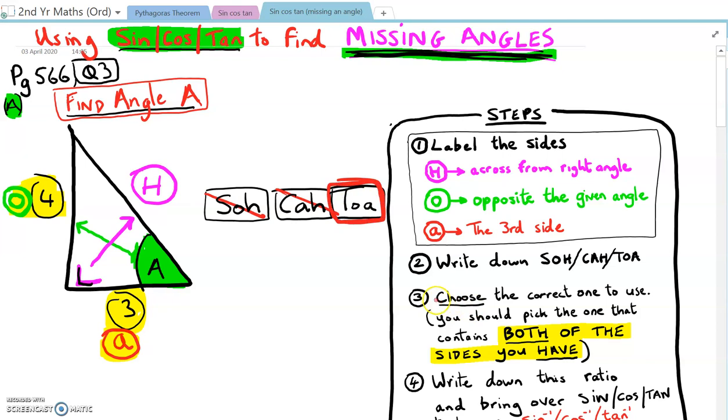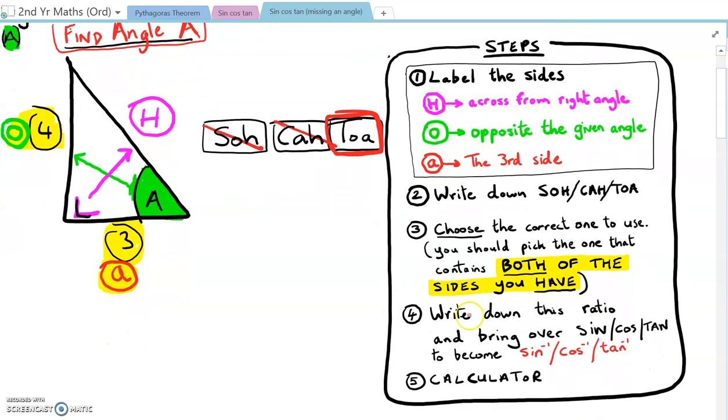I've chosen that. Now what's next? I write down this ratio. Tan this time. So I'm going to say the tan of our angle A is equal to O over A, 4 over 3. Then bring over the sine, cos, or tan, whichever one you're using.